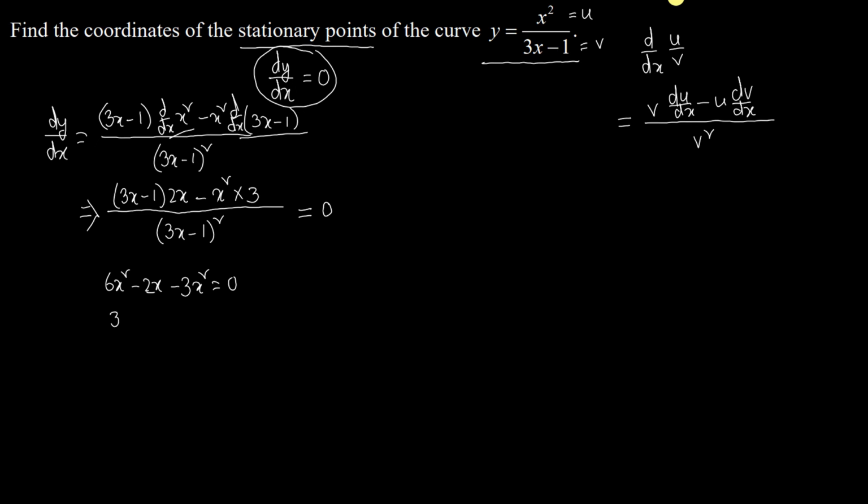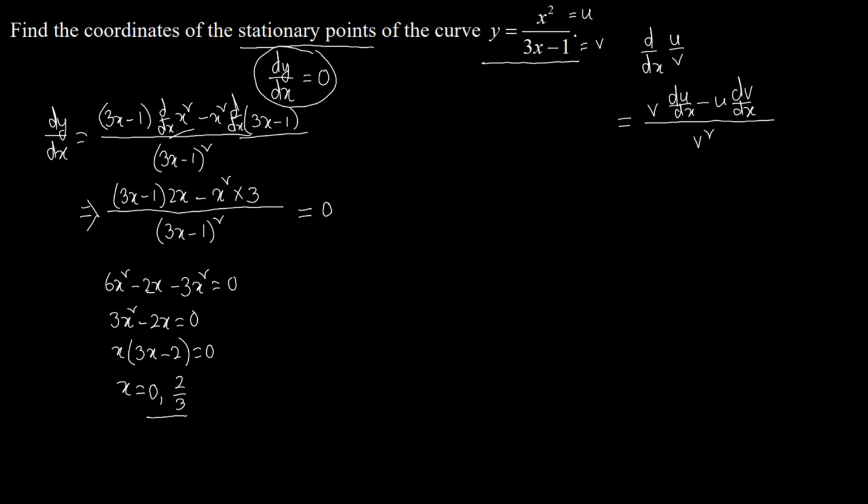So it is 3x square minus 2x equals to 0. So we can take x common, then the remaining part is 3x minus 2 equals to 0. So we got two values of x, which stand for the stationary points. One is 0 and another one is 2 by 3.